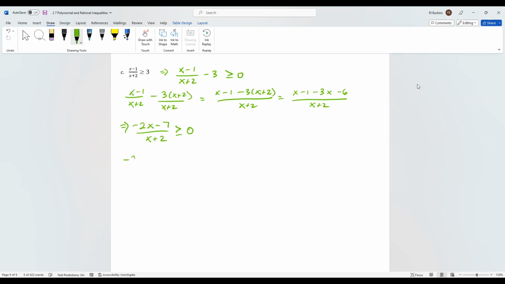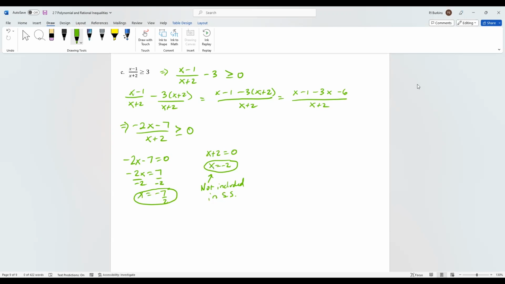I need to set the numerator equal to 0 and solve. So I would add 7 to both sides and divide by -2, and I get x equals minus 7 halves. I would then set the denominator equal to 0 and solve by subtracting 2 from both sides, and I get -2. Remember, this is not included in the solution set. It possibly is a hole, or it is an asymptote, right? That's why it can't be included.